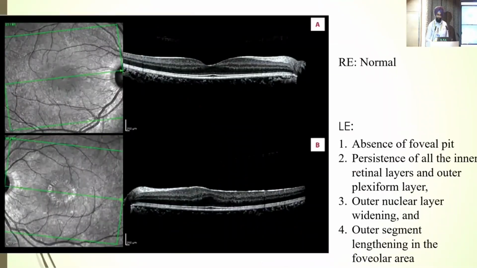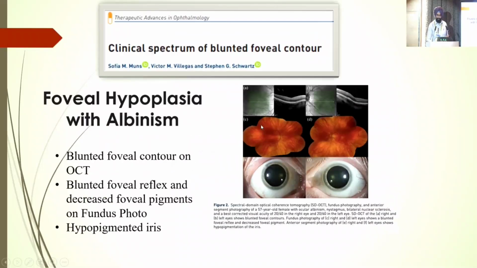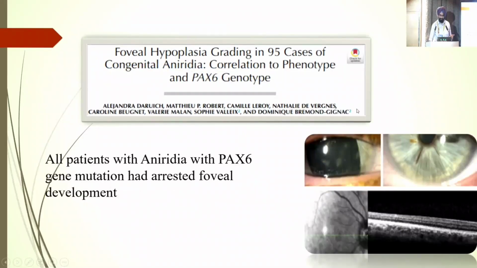The left eye showed absence of foveal pit, and as per the classification by Thomas, it was again grade 2. Before this, these cases were not reported. Only 3 had been described before this report, all with varying degrees of vision loss. It has been reported with albinism. As can be seen, the foveal contour is not noted on OCT.